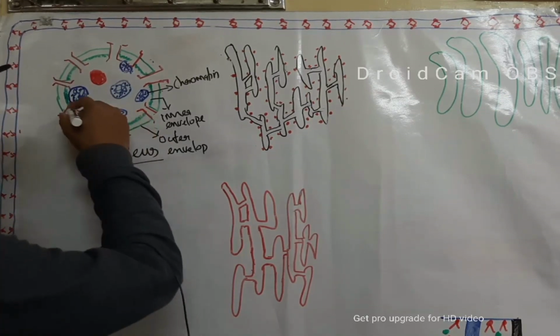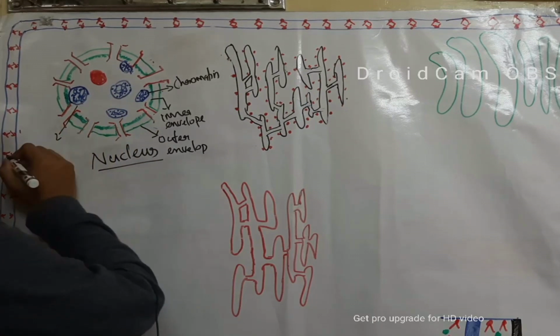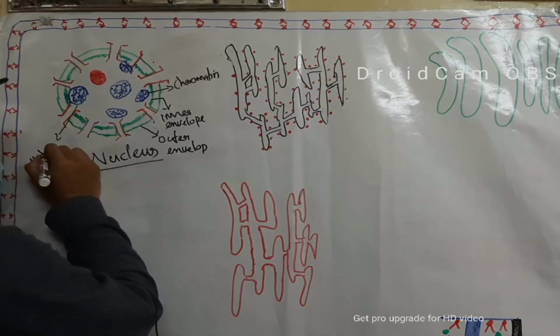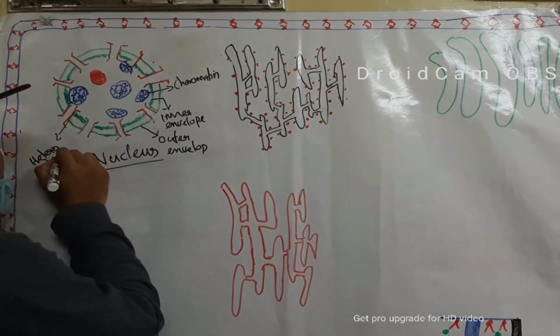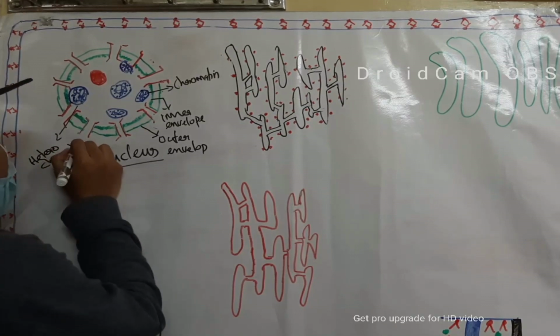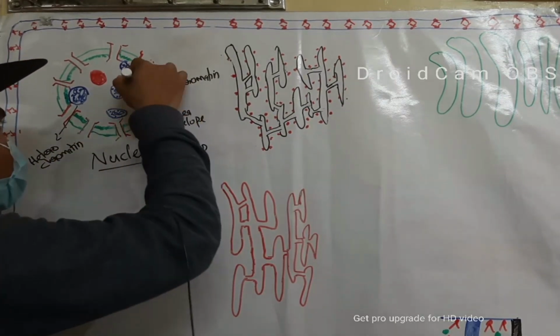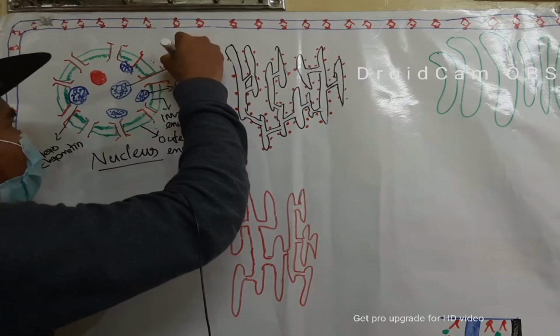These structures here are known as the heterochromatin, and these towards the center are the euchromatin.